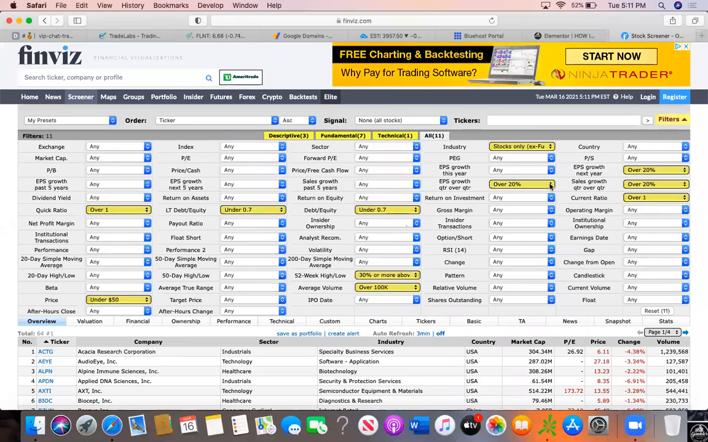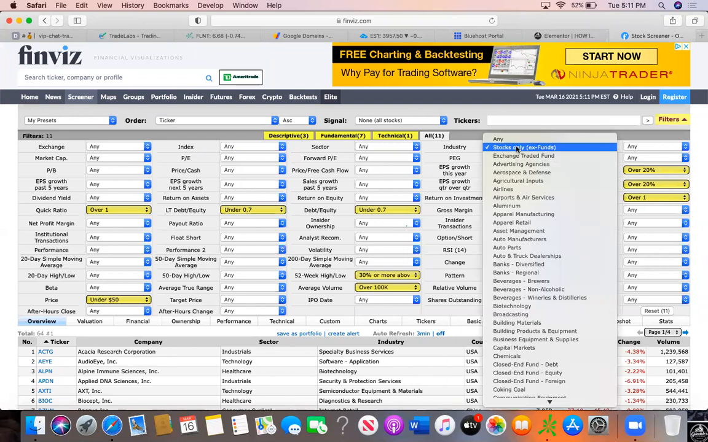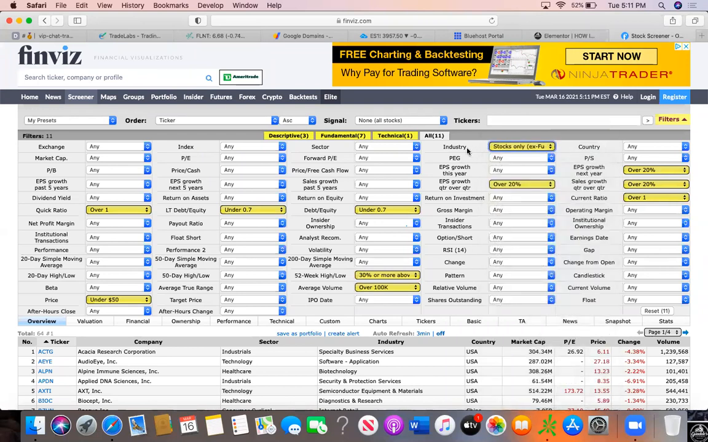Okay, so here's the fundamental scanner that I usually have up. I like to put stocks only for the industry. By the way, this is FinViz. It's free. Everything I'm using right now is free, so it's very simple to take advantage of.